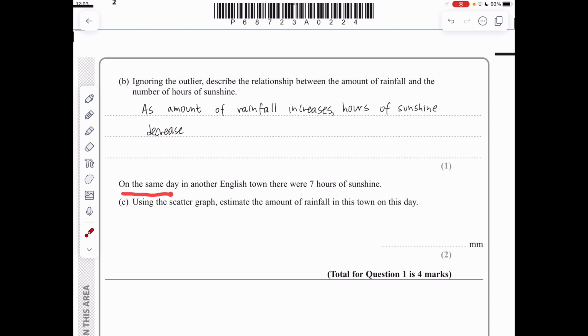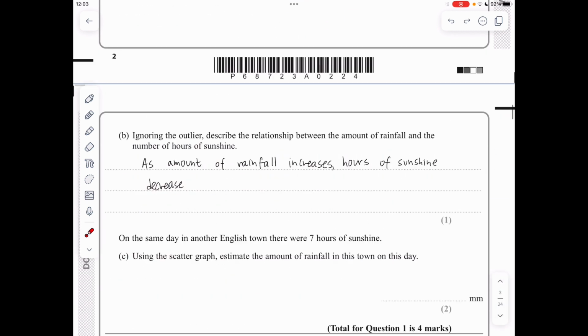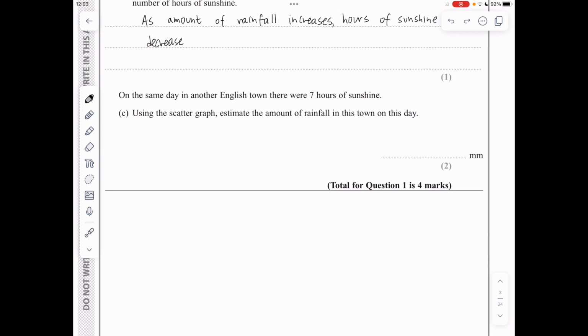We are then told that on the same day in another English town there were 7 hours of sunshine, and we need to use the scatter graph to estimate the amount of rainfall in this town on this day. Well, I need to go back to the scatter graph here. We were told that we had 7 hours of sunshine, so from 7 going to the right until we hit the line of best fit, and then we go down and we read off the value here. This is 3, so this must be 3.2. So we would expect 3.2 millimeters of rain.